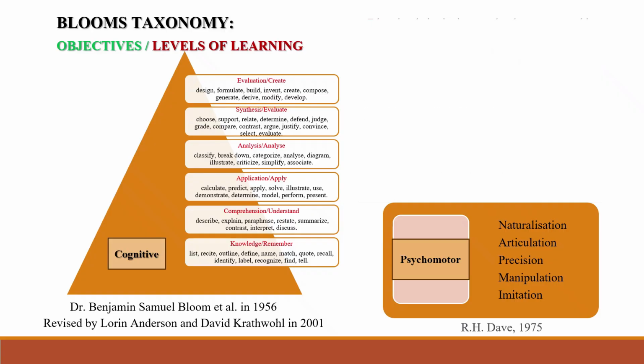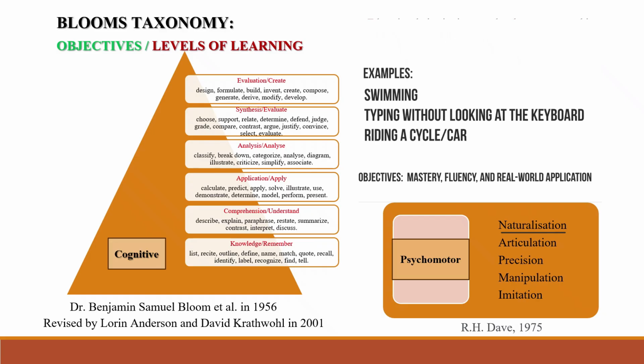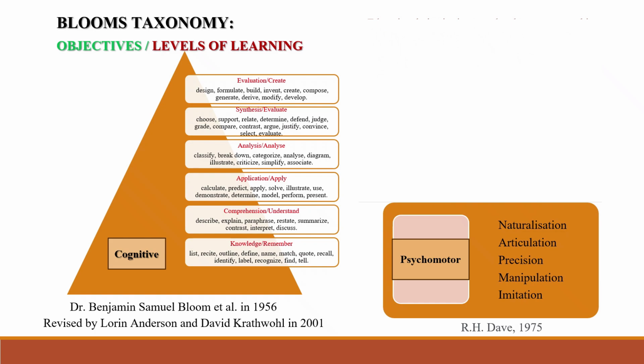The last and the highest level is naturalization. The objectives are mastery, fluency, and real-world application. Here, the learners perform actions automatically, efficiently, and intuitively. The skill becomes their second nature. For example, swimming, typing without looking at the keyboard, riding a cycle, etc. You don't learn cycling by reading a book, right? You fall, you try, and one day your body just knows. That's how the psychomotor domain works.